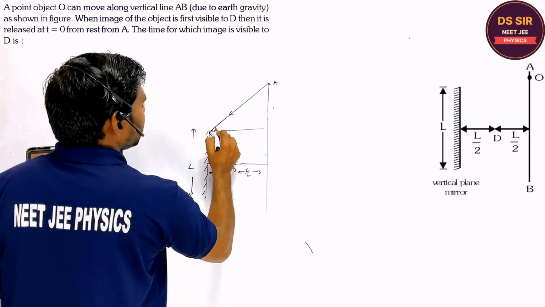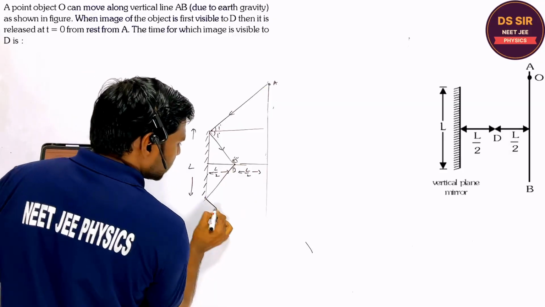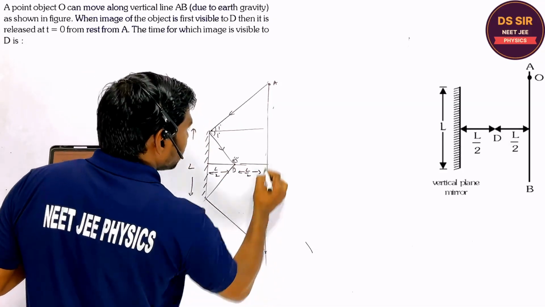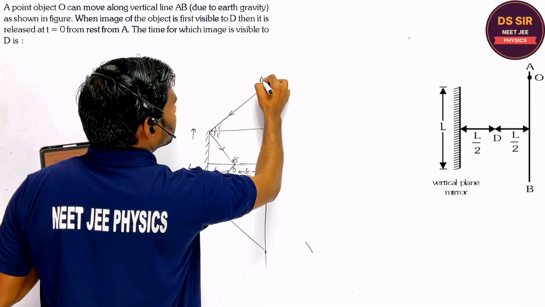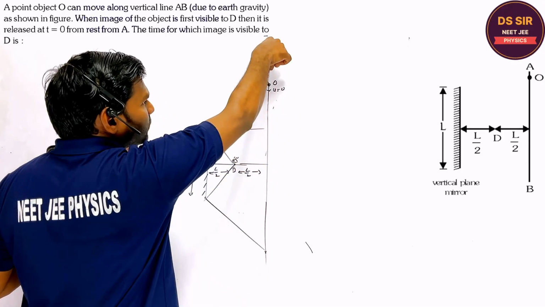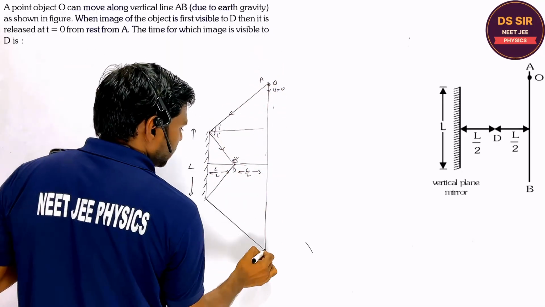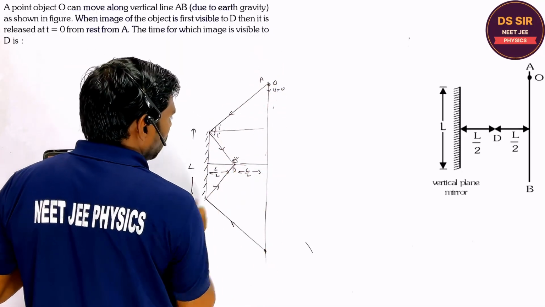Like this, the angle is I, this angle is I. Until what point will the object be seen? If this is the object O, it is released from rest, u is equal to 0, and it is falling under gravity like this. So up to this point the object will be seen.